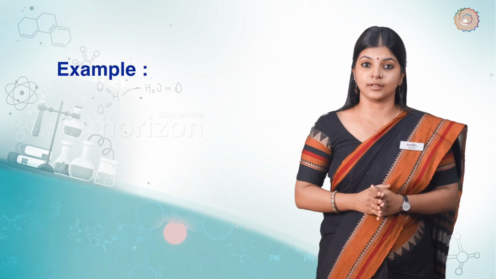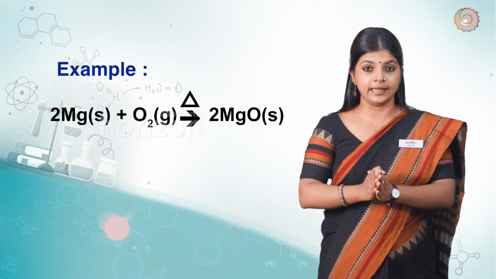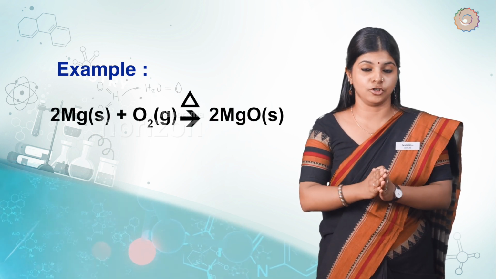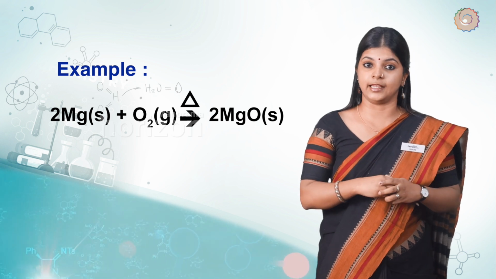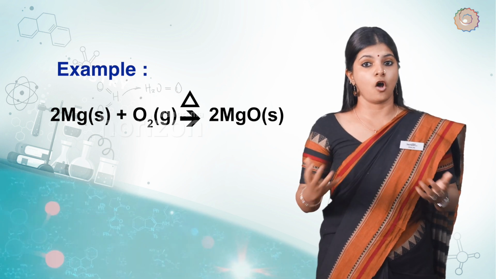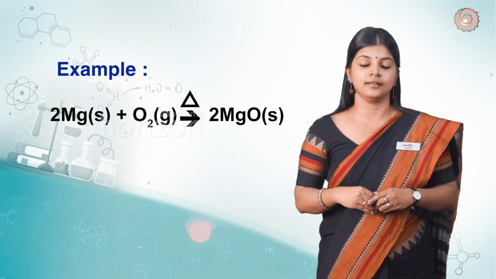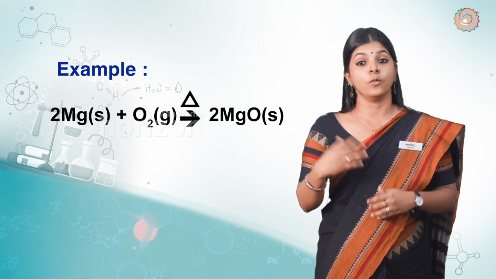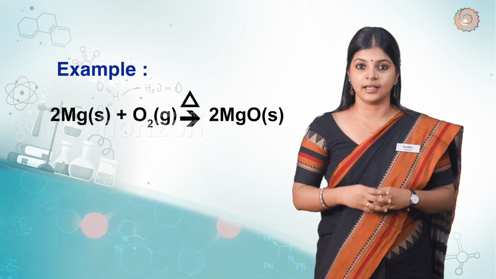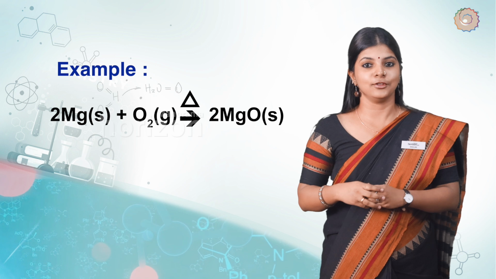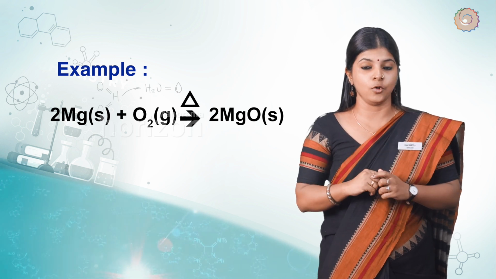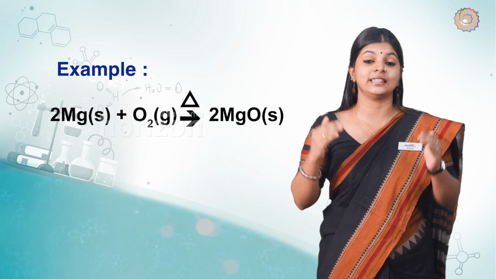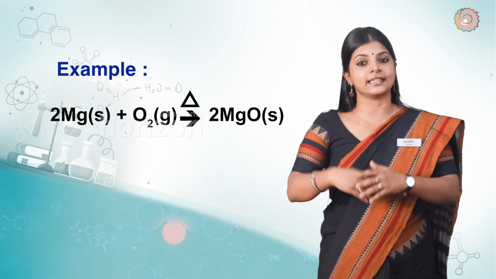Let's see an example. When magnesium burns in air, that is, it reacts with oxygen to form magnesium oxide, the magnesium is present in the solid state, so it's given the symbol s. Oxygen is present in the gaseous state, so it gets the symbol g, whereas the product that is being formed is in the solid state again, so it's given the symbol s. And you see a triangle on top of the arrow, which indicates that the reaction is taking place under heat conditions.